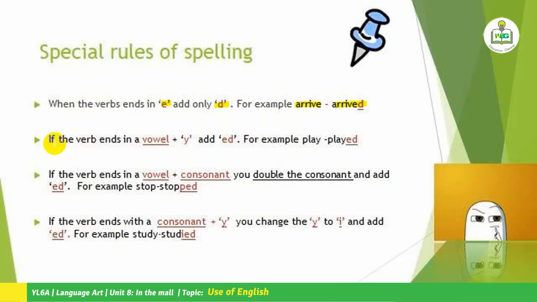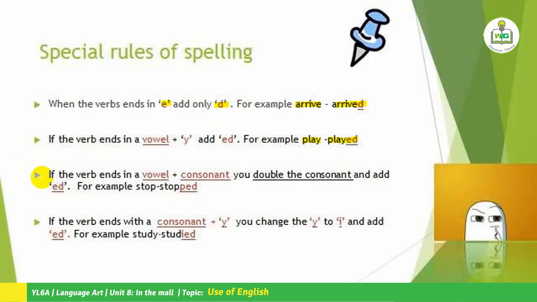The second rule, if the verb ends in a vowel plus Y, add ed. For example, the word play. It ends with A, which is a vowel, and Y. So, you add ed to play in the past simple tense. Played.